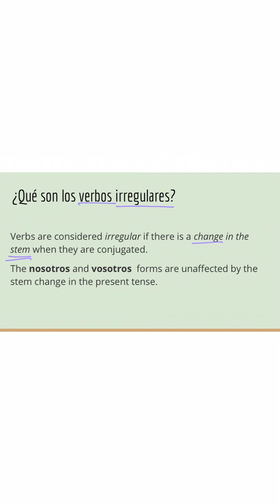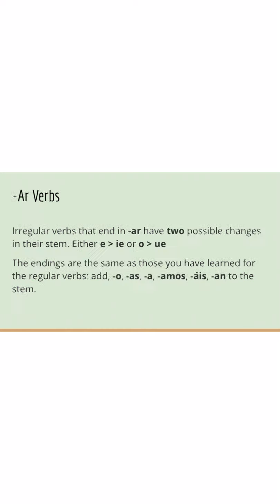Something that is hugely important to remember is that the nosotros form and the vosotros forms are wholly unaffected by the stem change in the present tense. Alright, so for AR verbs, you have two possible changes in that stem. You either have E to IE or O to UE. And the endings, fortunately, are the exact same as those we learned for those regular verbs. Remember the little melody? O, as, a, amos, áis, and an to the stem.